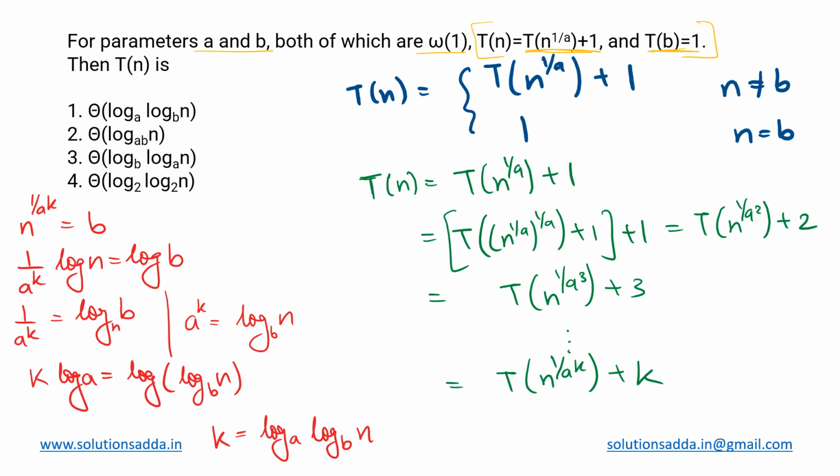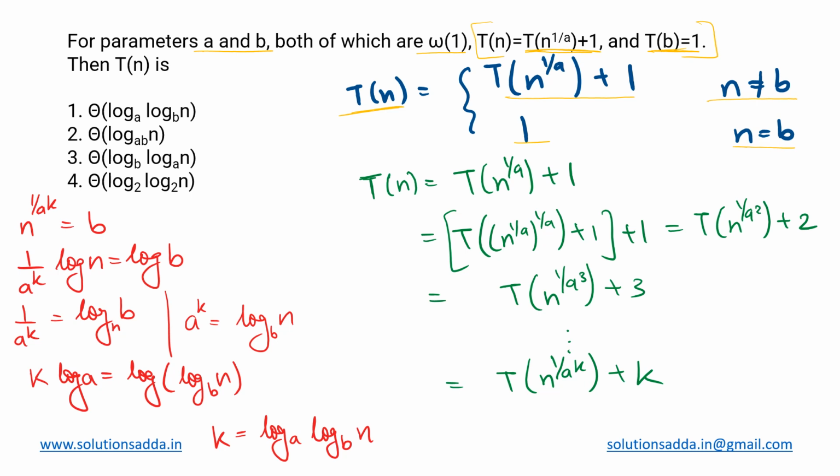So we can formulate this particular recursive equation in this way: T(n) is defined as T(n^(1/a)) + 1 for all the values of n other than b, but when n is equal to b, then T(n) becomes 1. So this is our recursive equation, and now there can be different methods. We can go for the recursion tree method, or we can just go for the computational way.